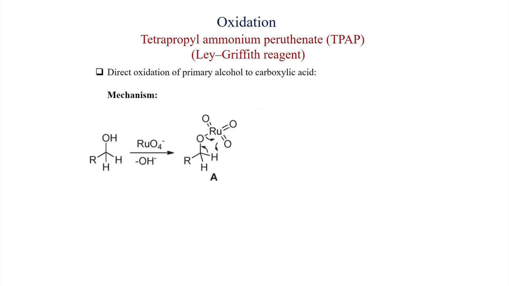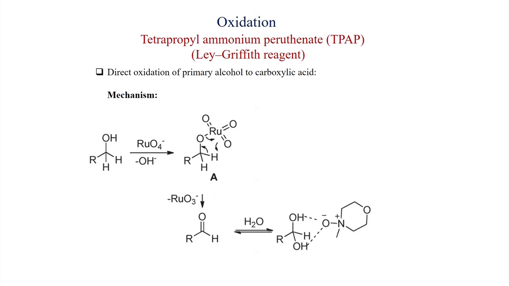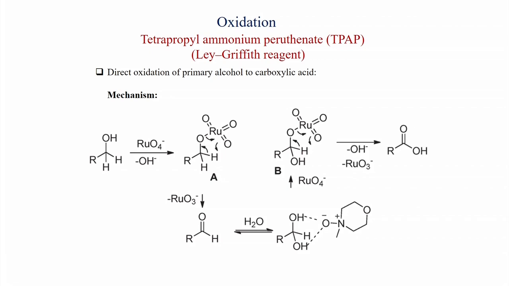So this is the mechanism. Again we can see that first the alcohol attacks the ruthenate to generate this ruthenate ester, and then after elimination of OH minus this species is formed, and now this ruthenium-oxygen bond can take this proton here, and RuO3 minus is liberated, and the aldehyde is generated. Then the aldehyde in the presence of water makes this aldehyde hydrate, which is stabilized by the NMO. As we have seen, either one or two molecules of NMO can stabilize the aldehyde hydrate. And again, ruthenate reacts with this aldehyde hydrate to generate this ruthenate ester, which, like intermediate A, eliminates water or OH minus and RuO3, and you get the carboxylic acid.